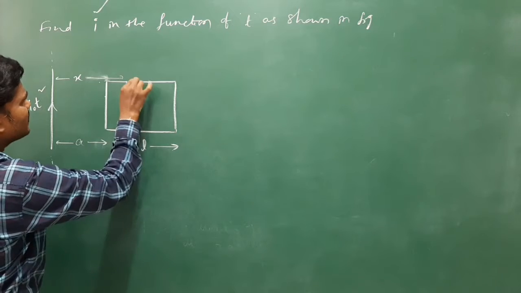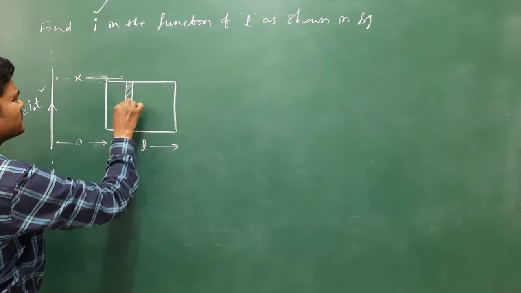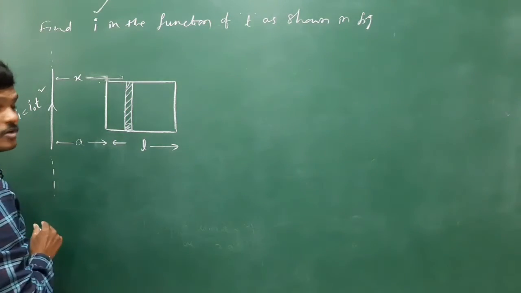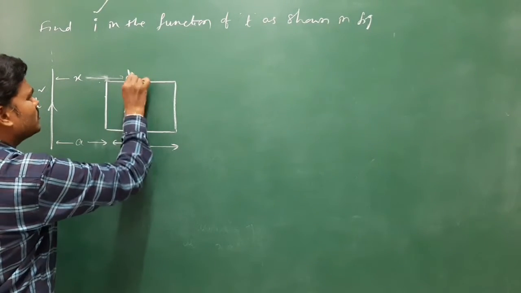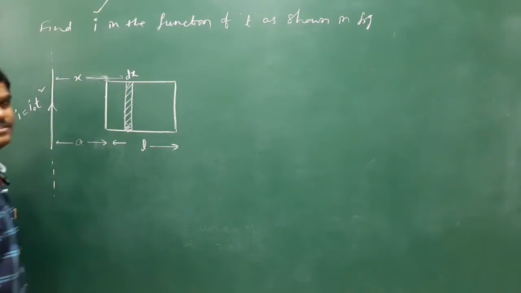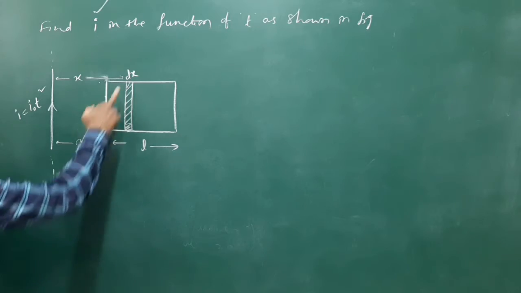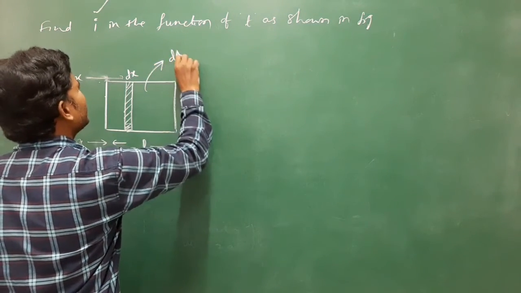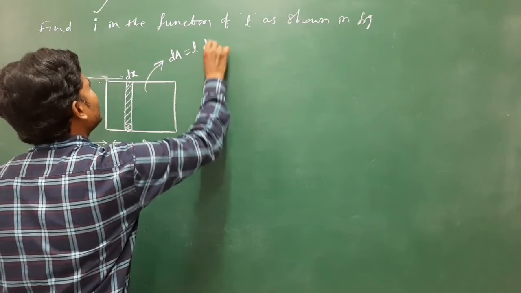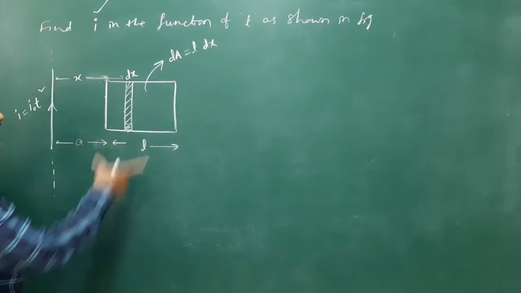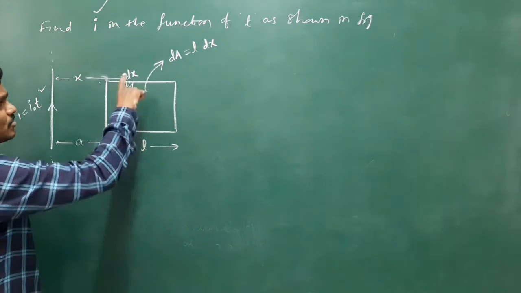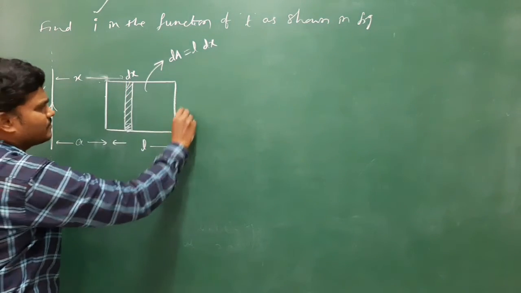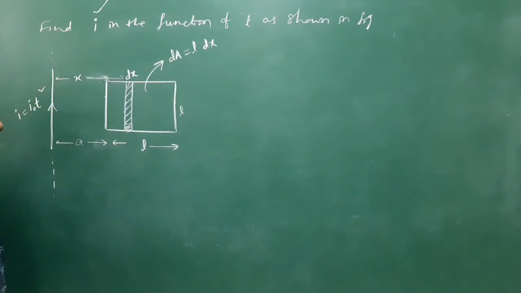At a distance of x, you take a small element. Let us take the small element here, whose thickness is dx. So at a distance of x, you take the small element, and the area of this element becomes dA, which is equivalent to L into dx. Length into this thickness. So dA becomes L into dx.